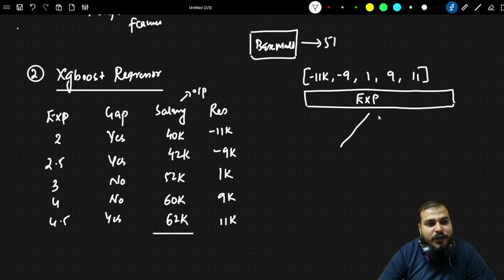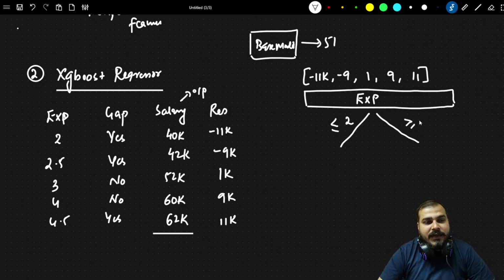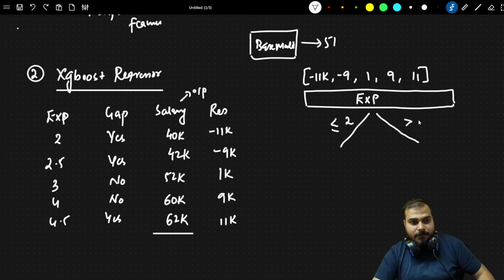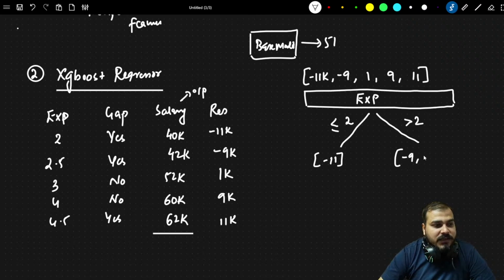So I'm going to do a binary split over here. The binary split will happen based on the continuous feature, that is experience. So two types of records I may get: one is less than or equal to 2, and one is greater than 2. For less than or equal to 2, I will get only one value, that is minus 11. And here I'm going to get all the other values: minus 9, 1, 9, 11.